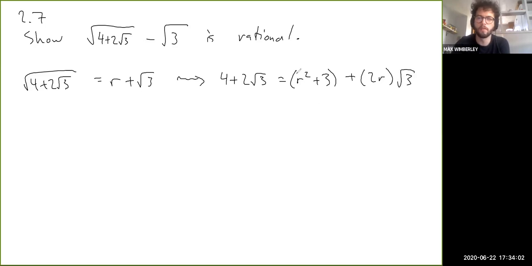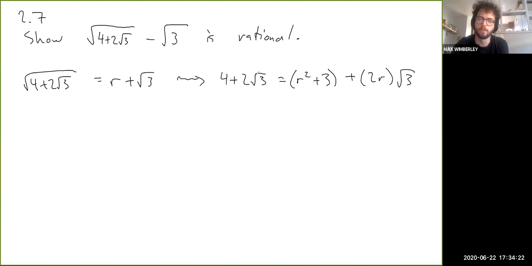Now, the reason I write it this way is because if you look at this number, 4 plus 2 square root of 3, you can think of it as consisting of two parts. There's an integer over here, or at least a rational number. There's this rational part over here, and then there's a multiple of square root of 3.